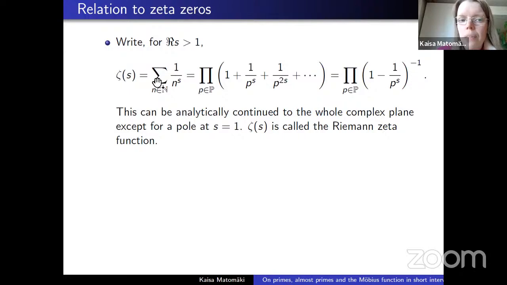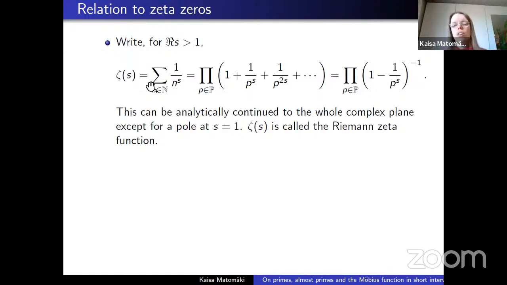And since every number can be uniquely written as a product of primes, we can write it as an Euler product, where we take a product over primes of 1 plus 1 over p^s and so on. By summing this geometric series, we get another representation for the Riemann zeta function. All these things converge nicely when the real part of s is greater than 1. But it's possible to analytically continue the Riemann zeta function to the whole complex plane, except that there's a pole at s equal to 1. And this ζ(s) is called the Riemann zeta function.